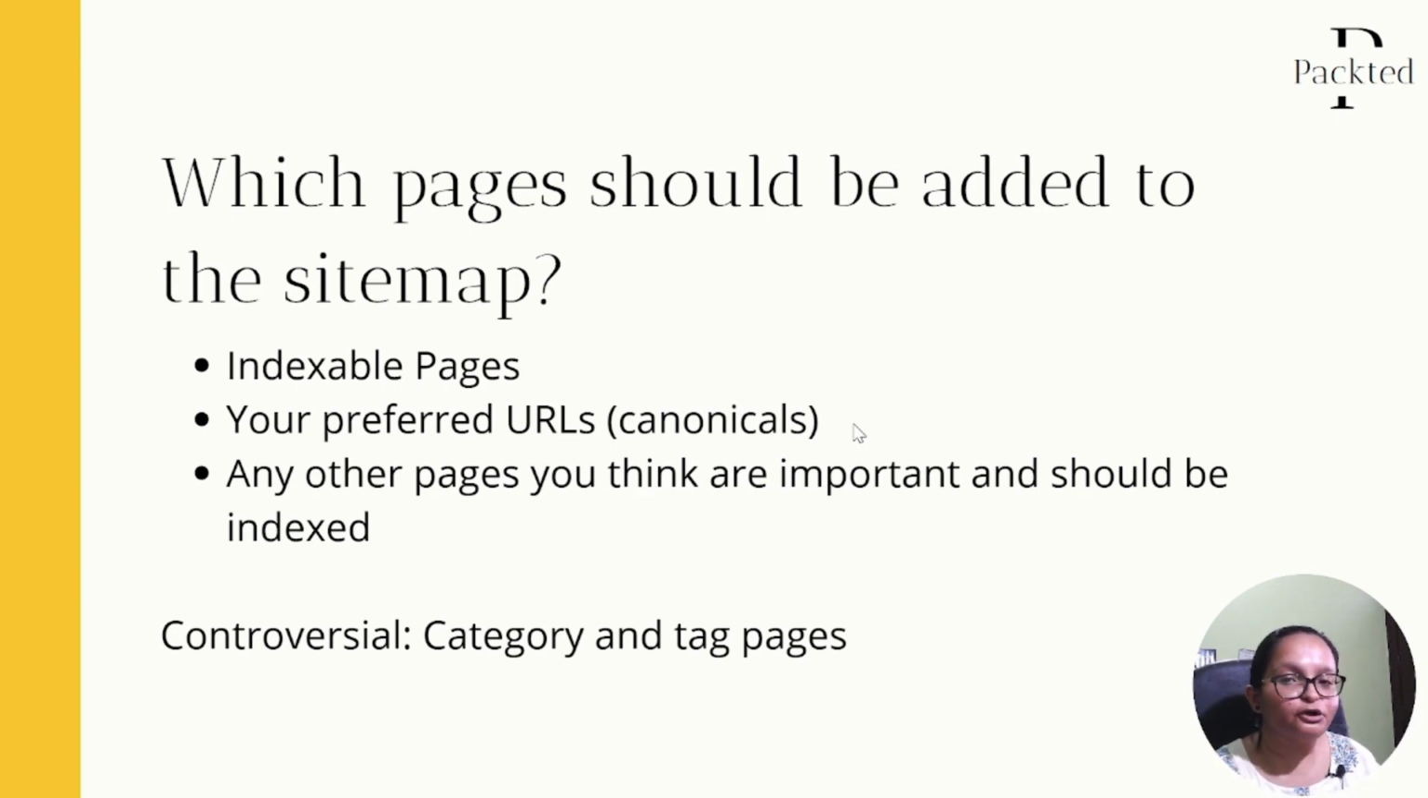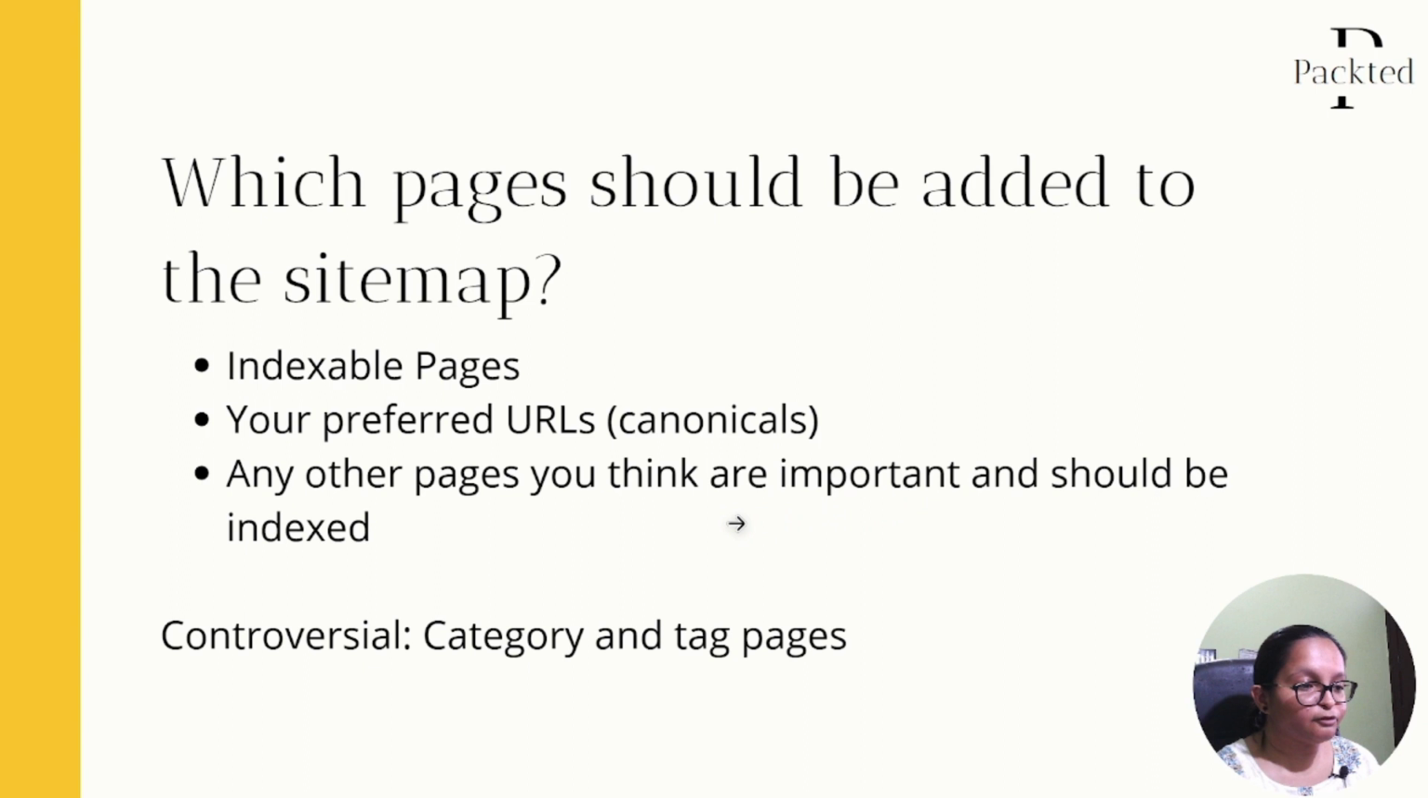So you want to ensure that you are adding a canonical tag to specify which page is your preference, and it is a hint, it is not a directive. So any kind of page which is your preferred URL and a canonical page should be included in the sitemap. And any other kind of page that you think is important should be included in the sitemap.